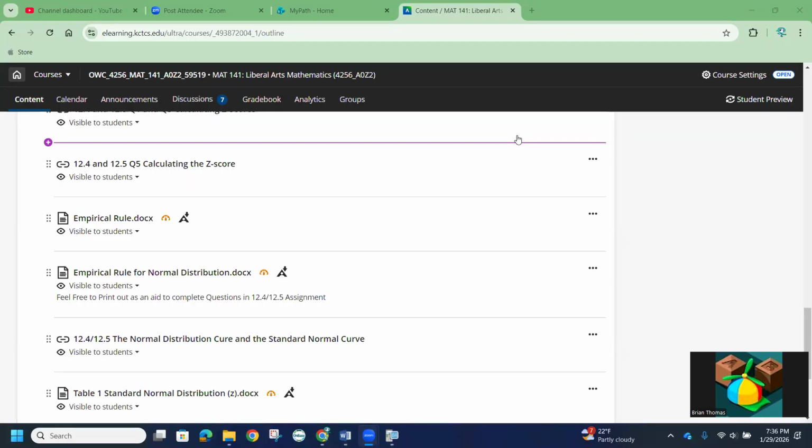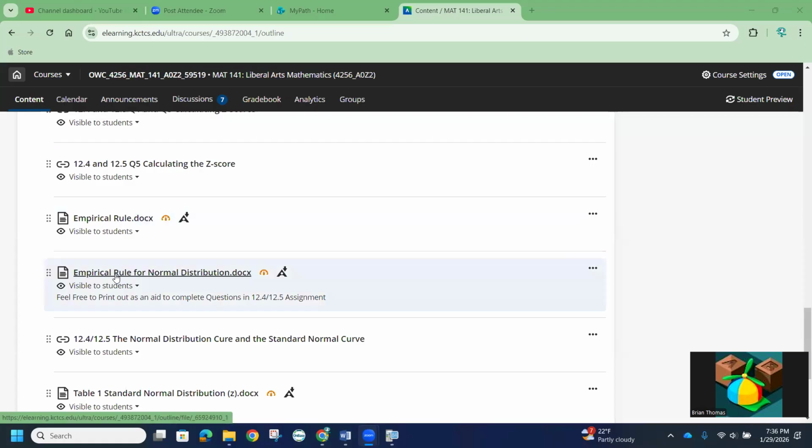So as we move into question six, there is a document here that you can print out, this empirical rule document, and also this one here can be very helpful to answer some questions in the upcoming assignments. So keep that in mind. This empirical rule document and this empirical rule for normal distribution document, feel free to use those, especially this one, you can print out to actually help you with homework. So let me pause and find our homework.